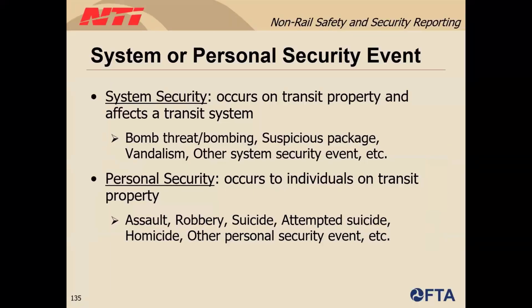Now, there are 2 types of security incidents on screen 1. System security or personal security events, which must meet one or more of the thresholds. For system security events, these occur on transit property and affect the transit system as a whole. Personal security events happen to those individuals on transit property or those boarding or alighting a transit vehicle. This is where you would report suicide or attempted suicides that did not involve an impact with a transit vehicle.